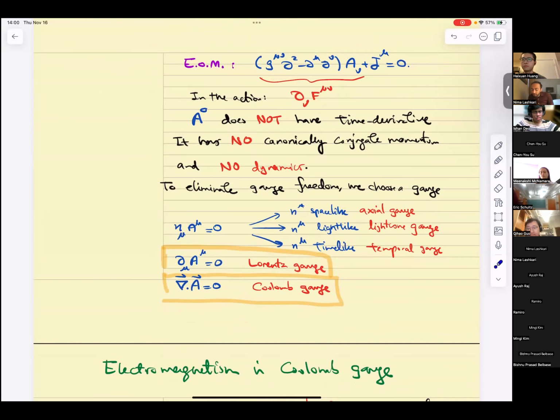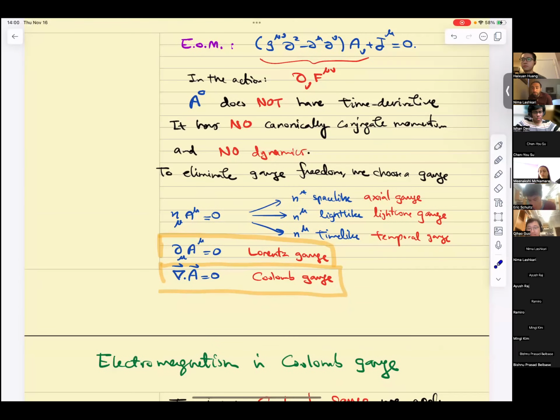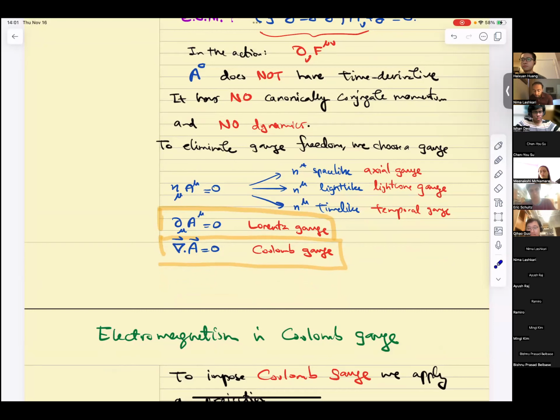To eliminate gauge degrees of freedom, we often choose a gauge. So convenient choices of gauge are something like this. We could pick a vector in space-time n^μ and require A^μ to be perpendicular to that vector. If what you pick is space-like, this is called an axial gauge. If what you pick is light-like, that's called light cone gauge. If it's time-like, it's called temporal gauge. Two other famous choices are the Lorentz gauge and the Coulomb gauge. We'll discuss these two choices here.